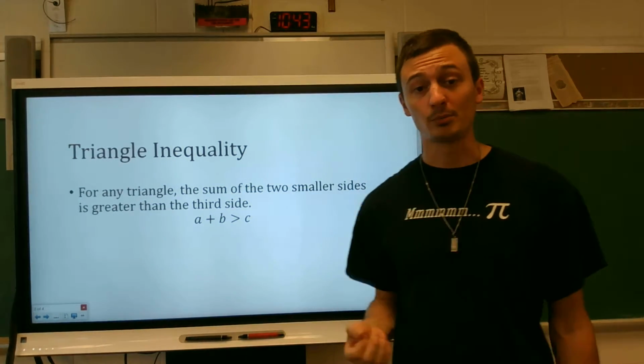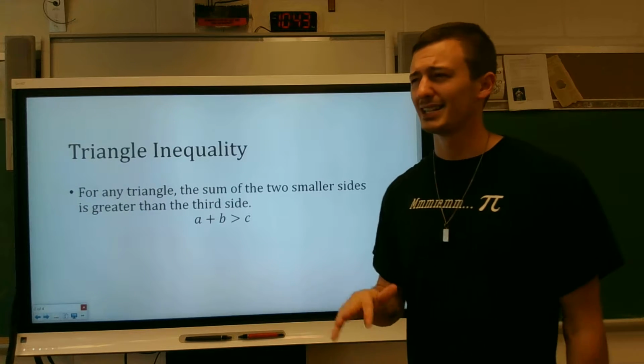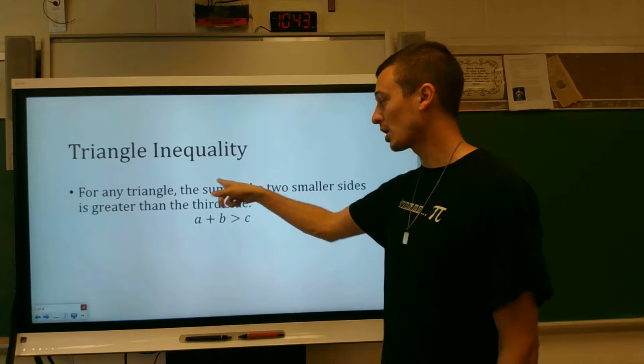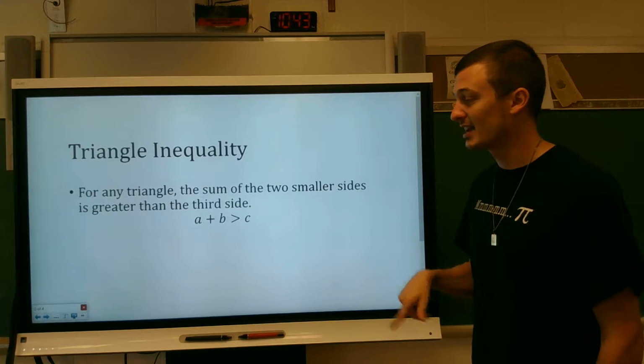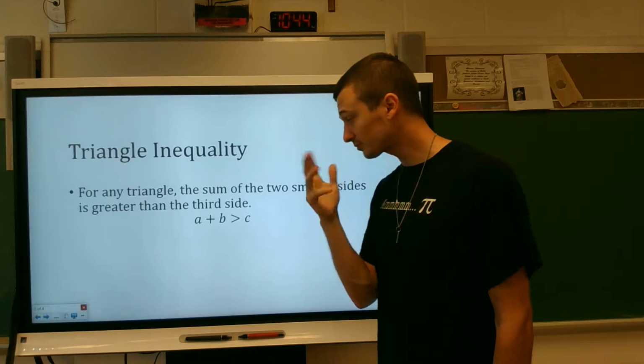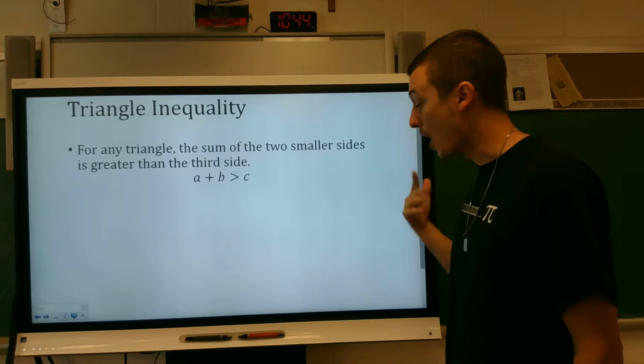So if I'm given three numbers and we're assuming them to be the three side lengths of a triangle, does it even make a triangle? Well, to figure that out, for any triangle, the sum of the two smaller sides is greater than the third side. Strictly greater than, it cannot be equal to. Now let's think about some examples where this would not work.